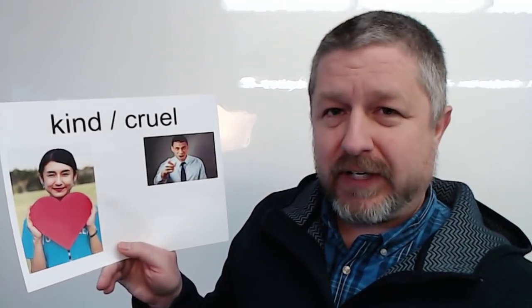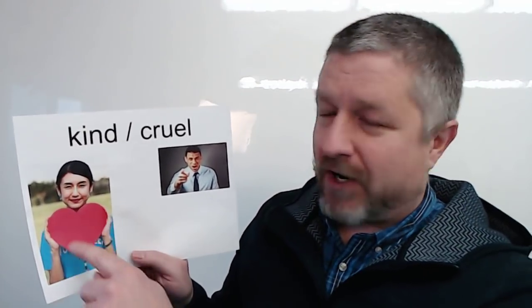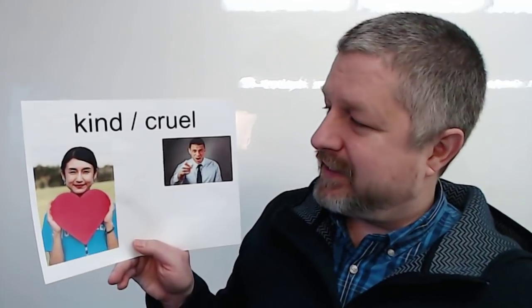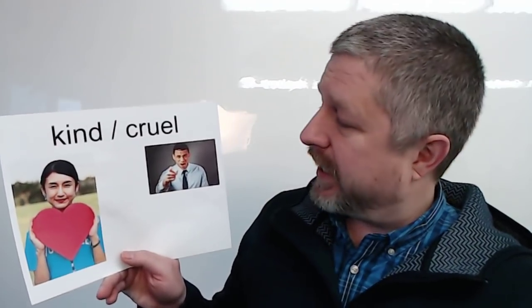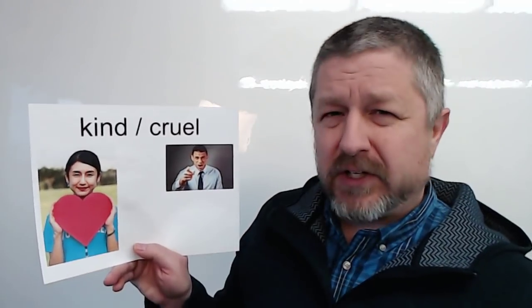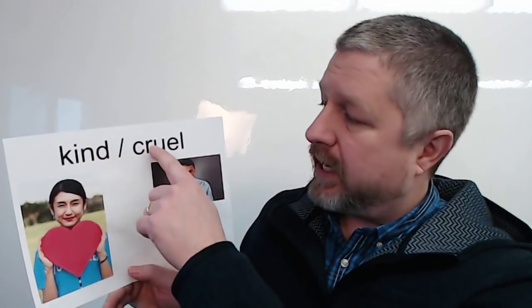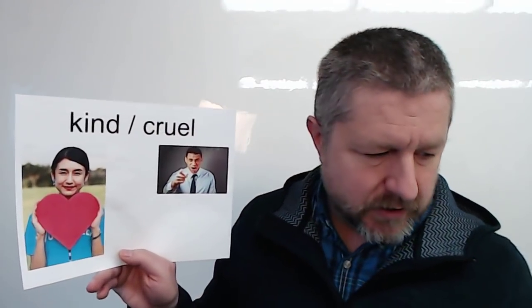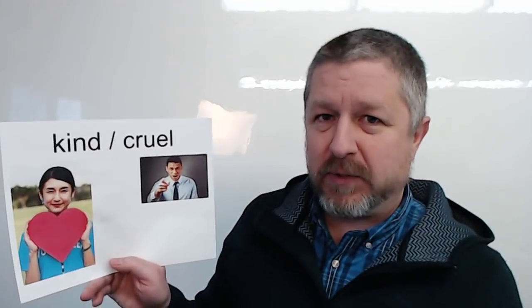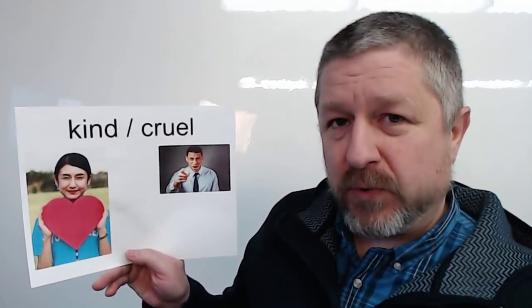They look like a very kind person. We have a heart here as well that lets you know that this person is very kind. But here we have a man, he's pointing at us, and he looks kind of mean. So to be kind is to be nice, and when you're cruel, it means that you're quite mean to people. So kind and cruel, definitely opposites.